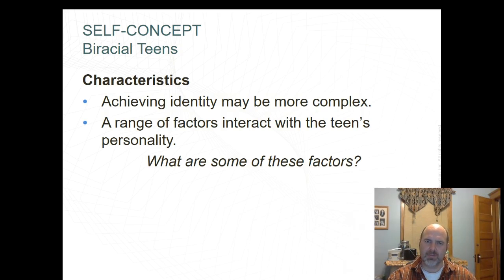Finally, characteristics. Achieving identity may be more complex. The difference between biological aspects of race and psychological nature of ethnic identity. There's a range of factors that interact with the teen's personality. What are some of these factors? Hazing and emotional trauma, family variables, neighborhood variables, presence of other salient identities.